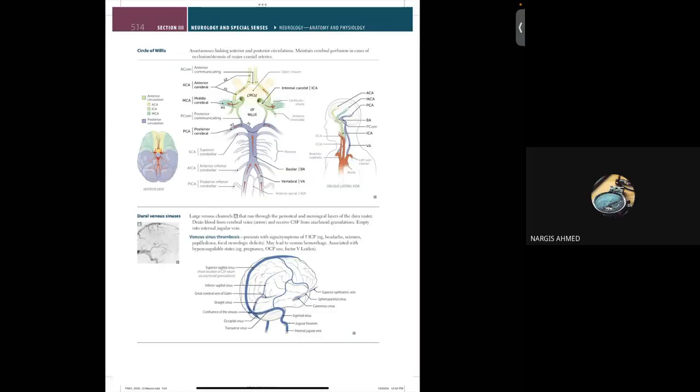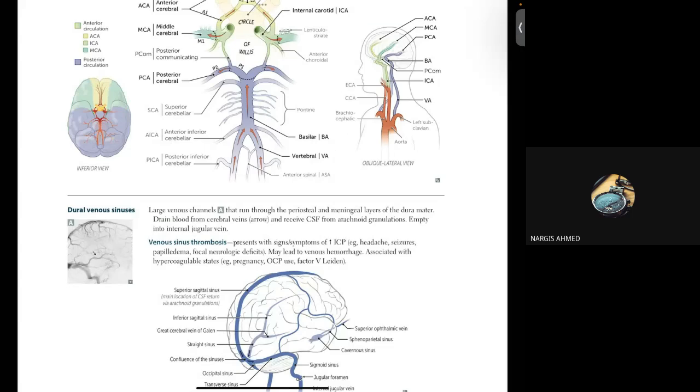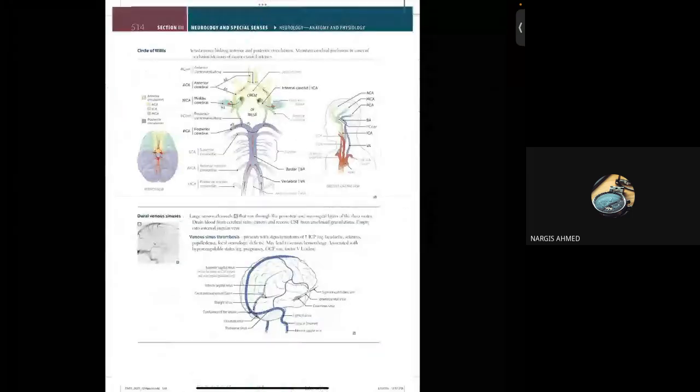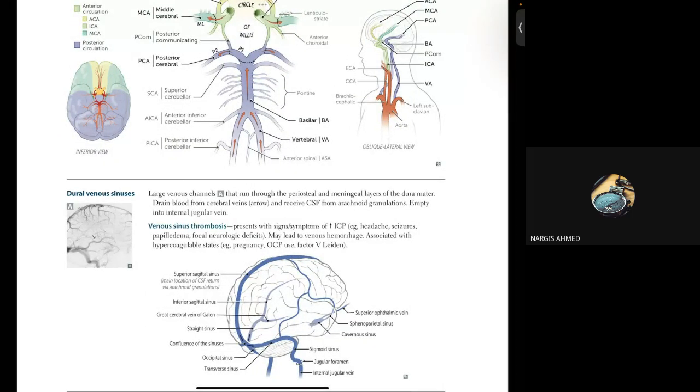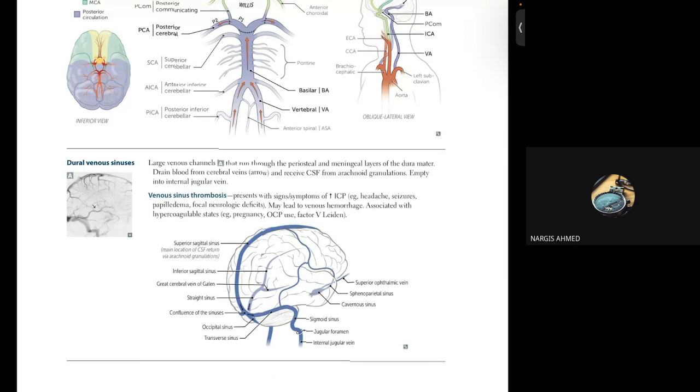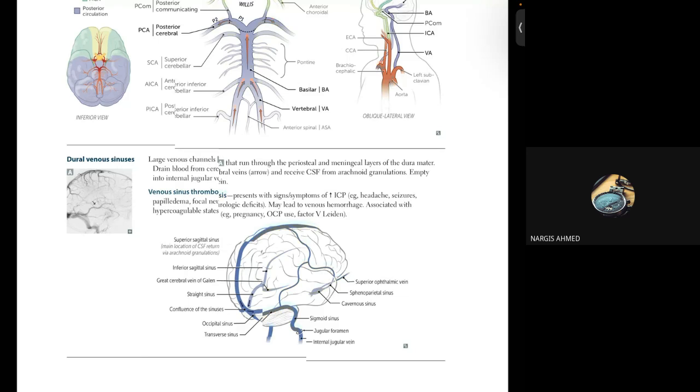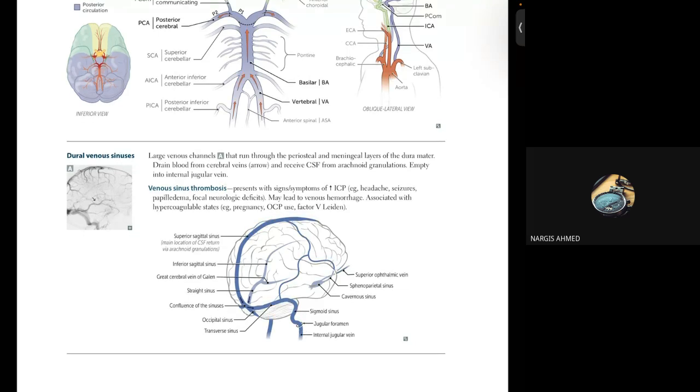You guys can see the peripheral venous sinuses, right? So we have large channels between the periosteal and meningeal layers of the dura mater. I just told you the one attached to your periosteum is the periosteal layer, and the other is the meningeal layer. In between, we have a space that is the superior sagittal sinus, right? Blood is drained and it receives CSF from arachnoid granulations. Remember, we did it. It empties into the internal jugular vein.